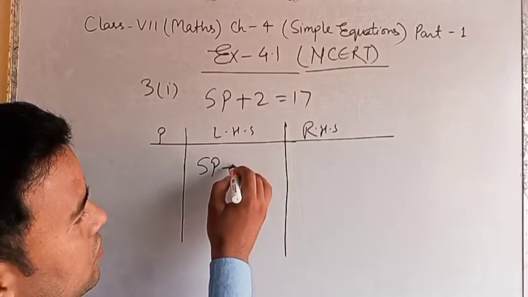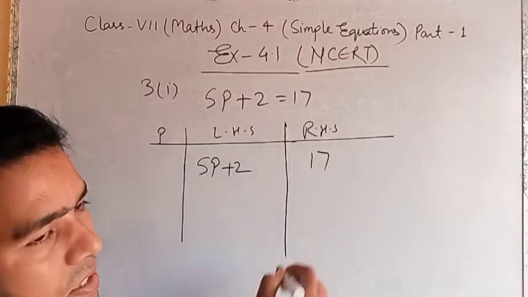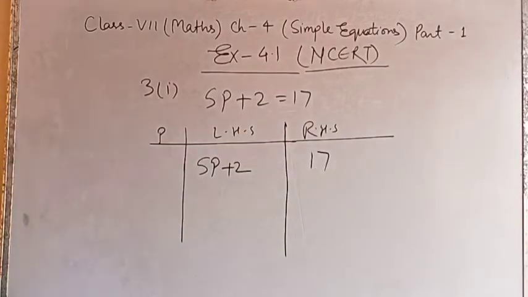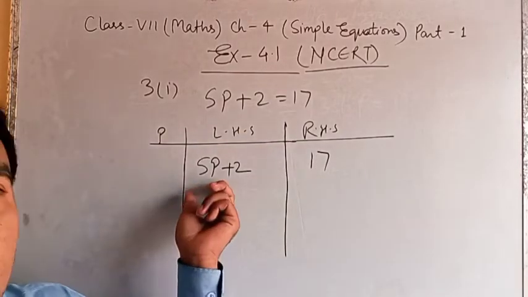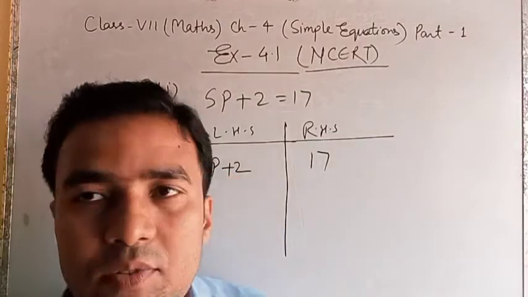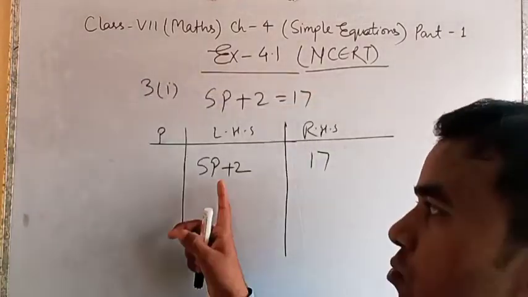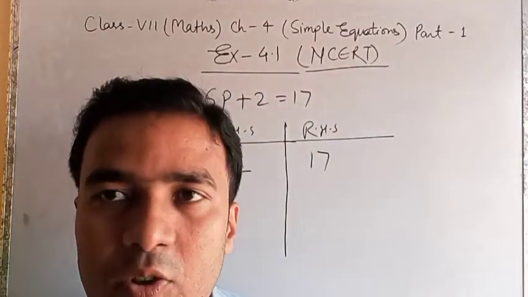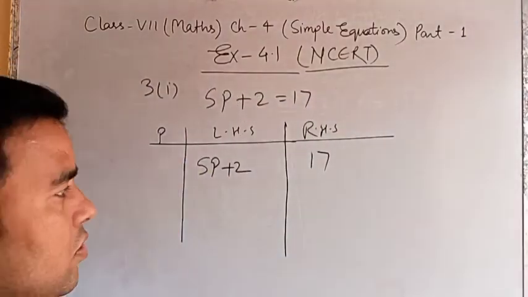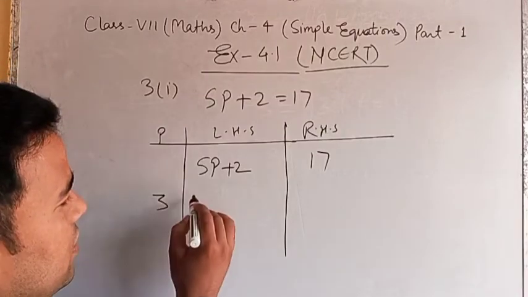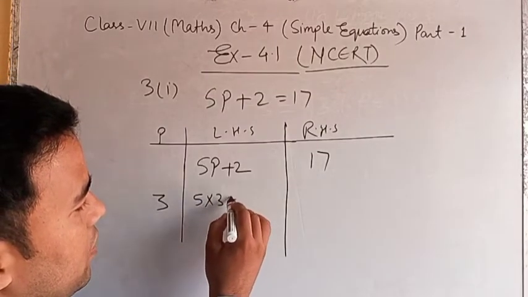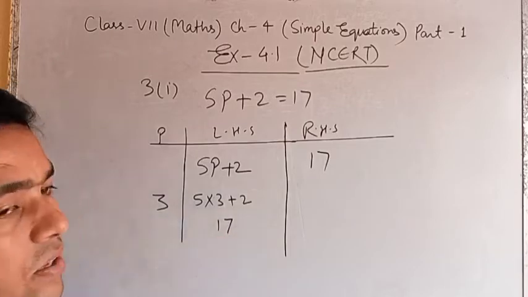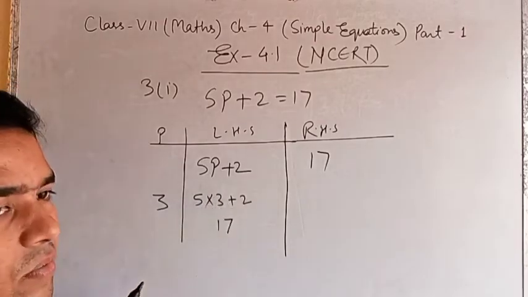5p plus 2 is given in left hand side. Here is 17. Means in place of p, whichever number you take, after you do the solution, you should get 17. Means you will think which number to take in place of p. Clear? So if you take p equal to 3, 5 into 3 plus 2, then 17. 5 threes are 15 plus 2, 17.